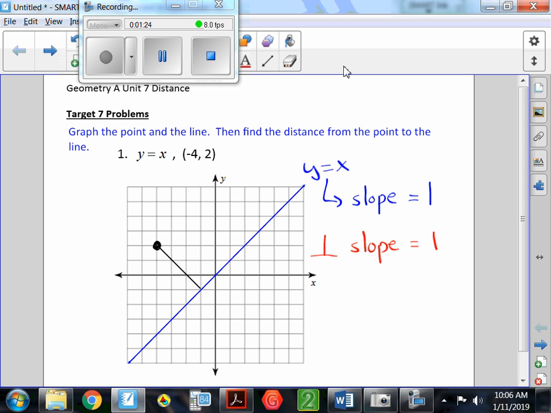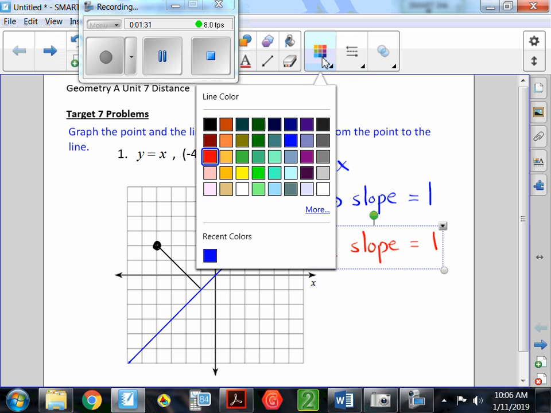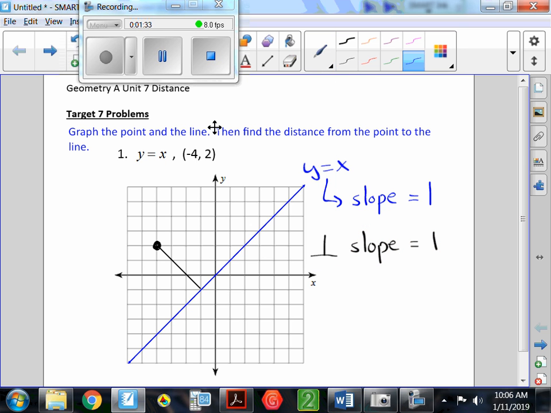All right, so that has a slope of -1. I realize I said slope of 1, or I said -1, but I didn't actually write down negative. So there. My original slope, y equals x, is 1. My perpendicular line has a slope of -1. And now I can find the distance, or the length of that line, the distance between the point and the blue line, by making my triangle and doing the Pythagorean theorem.